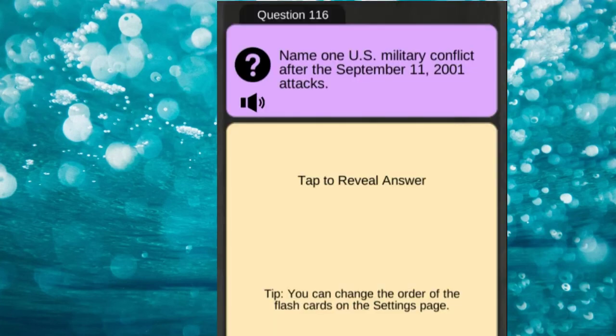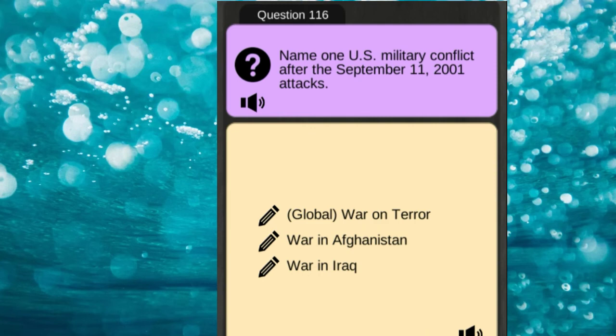Name one U.S. military conflict after the September 11, 2001 attacks. Global War on Terror. War in Afghanistan. War in Iraq.